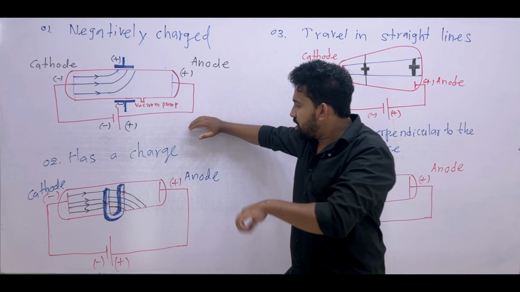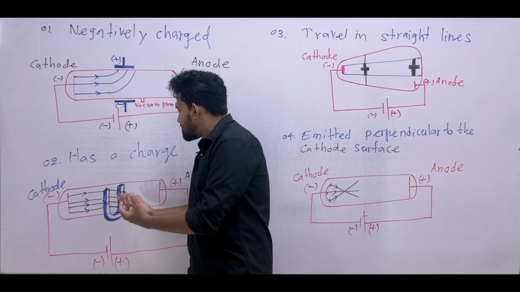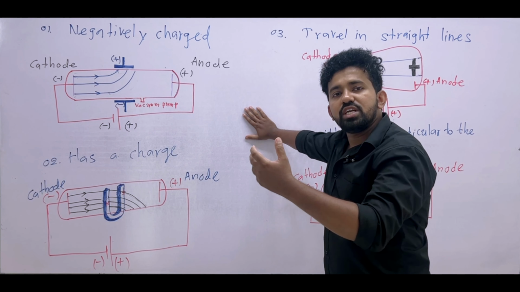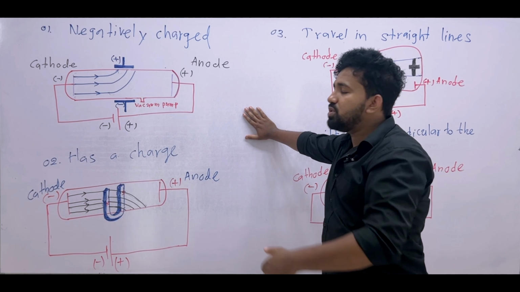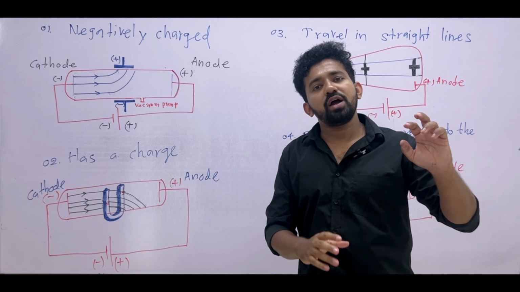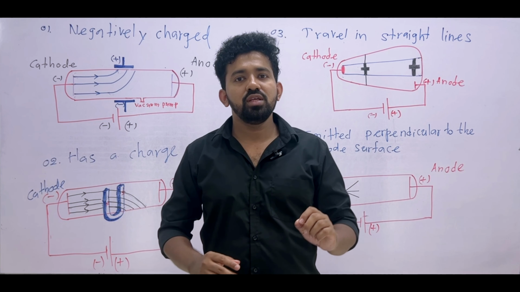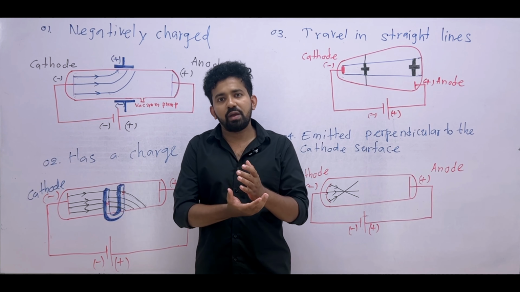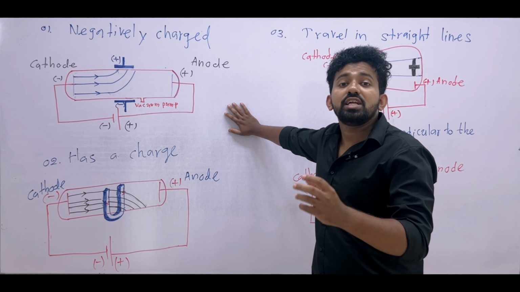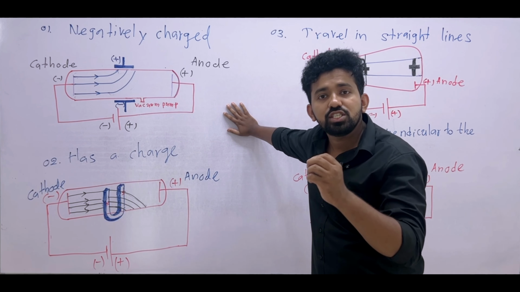So we can apply an external magnetic field. What we can observe is the cathode rays will bend perpendicular to the external magnetic field. We know a charged particle will bend perpendicular to the direction of the magnetic field. Therefore we can predict that the cathode ray should contain a charge.